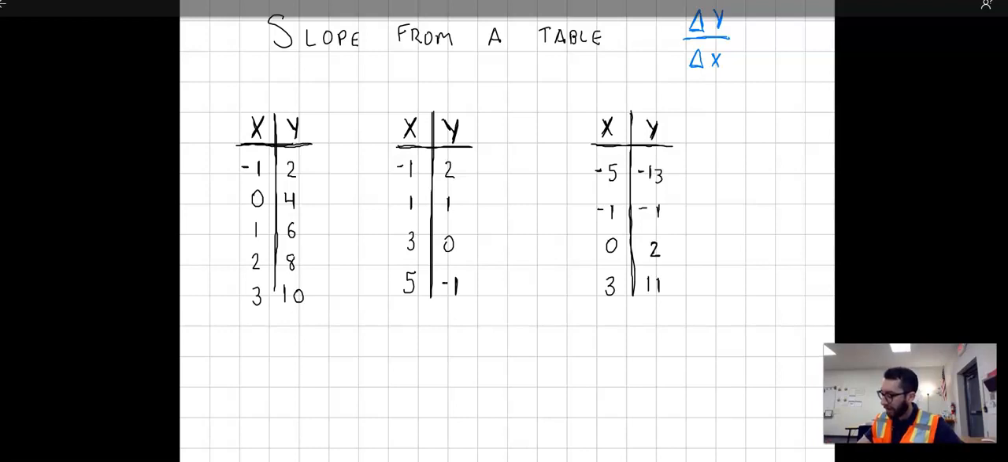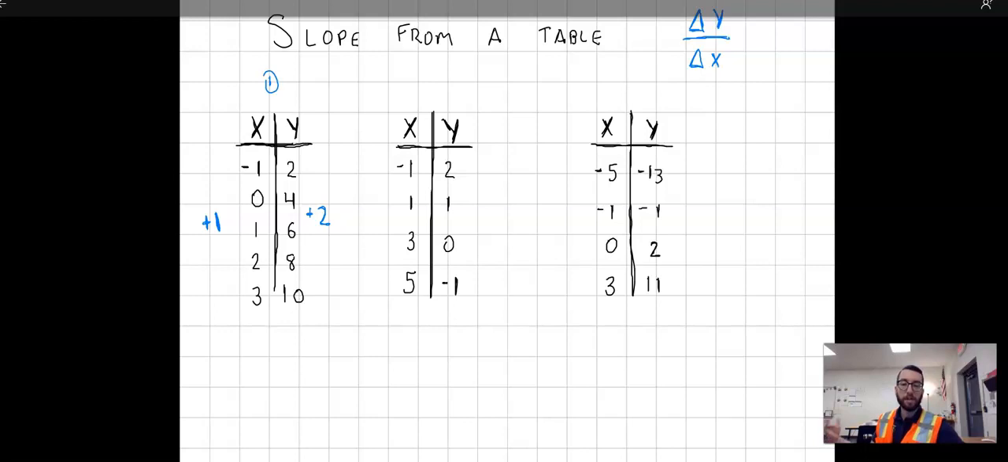If I go to table number 1, as I go down my x, it's going -1, 0, 1, 2, 3. It is counting by +1 every single time. Whereas on the right side, it's going 2, 4, 6, 8, 10. It is counting by +2 every single time.